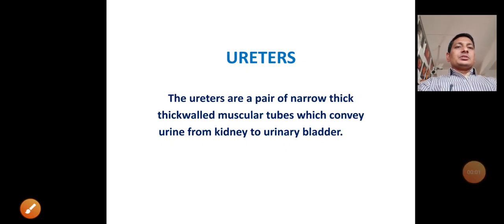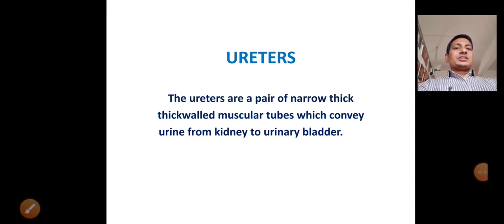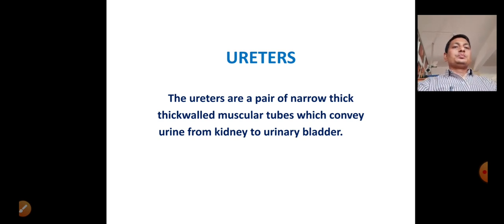Ureter. The ureter is a part of the excretory system. The ureters are a pair of narrow, thick-walled muscular tubes which convey urine from the kidney to the urinary bladder. It lies below and deep to the peritoneum, closely applied to the posterior abdominal wall and, in the lower part, to the lateral pelvic wall.